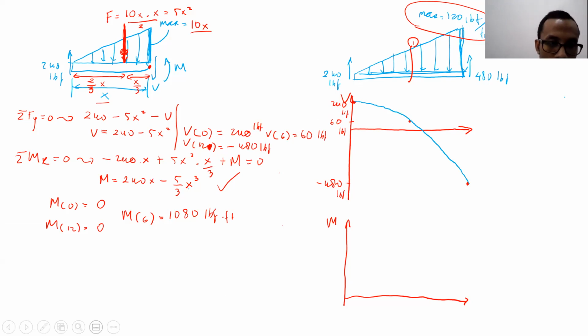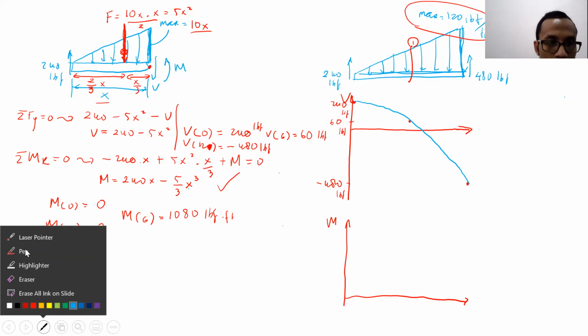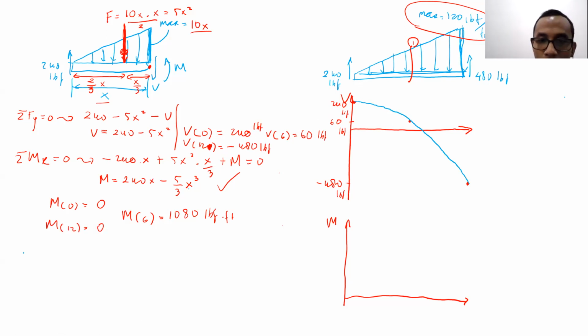Now for the moment. 0, right? Yes. And then 0 again here at the edge. And then 1080 in the middle. Okay, although it's supposed to be following a power of 3, right?